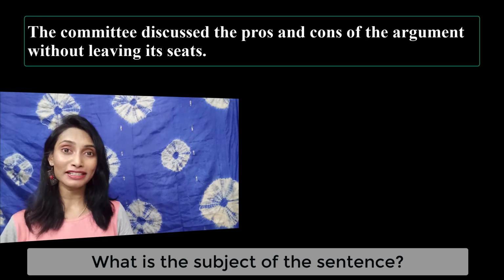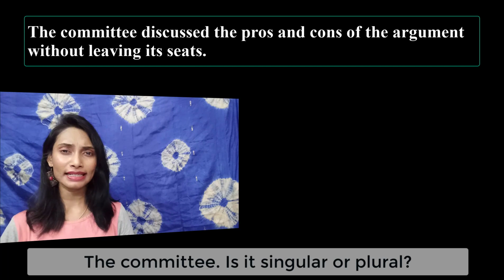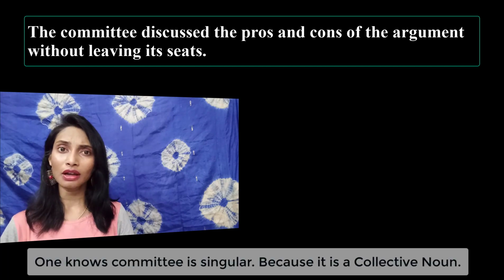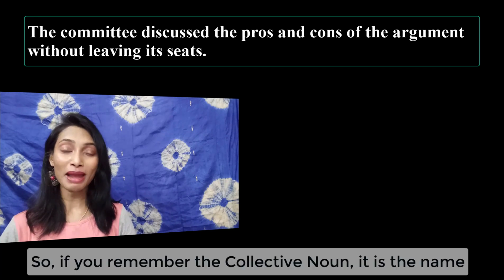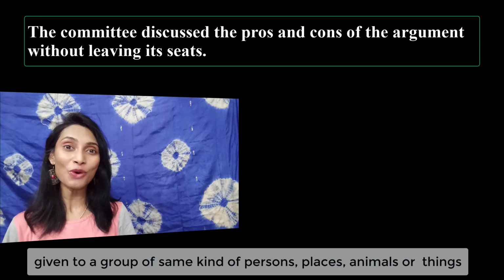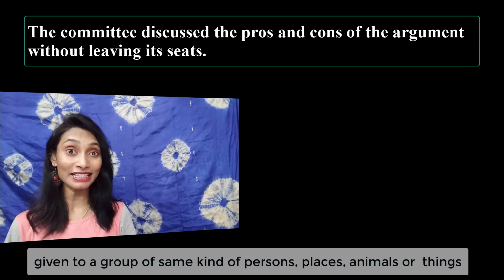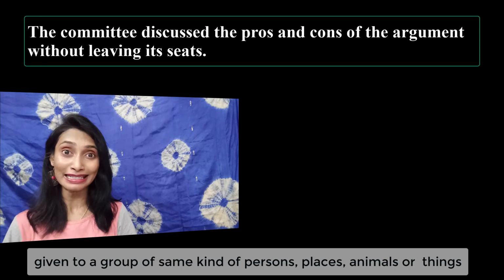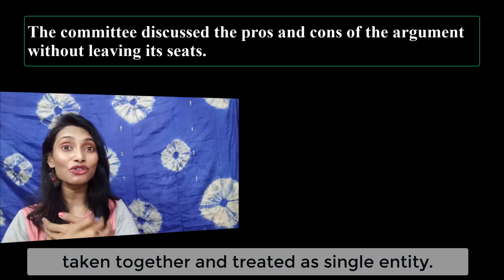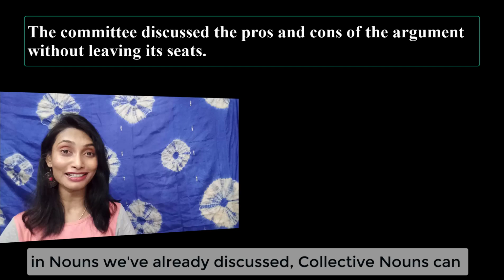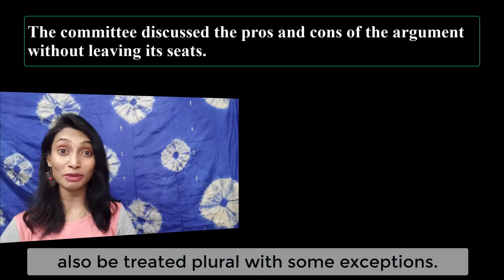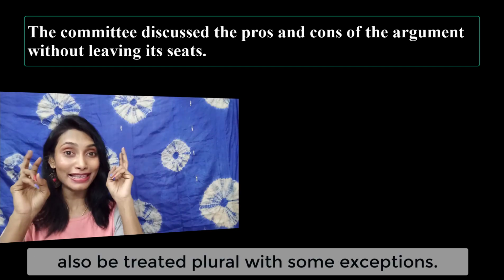Now let's see what the error is. What is the subject of the sentence? The committee. Is it singular or plural? One knows committee is singular because it is a collective noun. If you remember, the collective noun is a name given to a group of the same kind of persons, places, animals, things taken together and treated as a single entity. That means all collective nouns are singular.